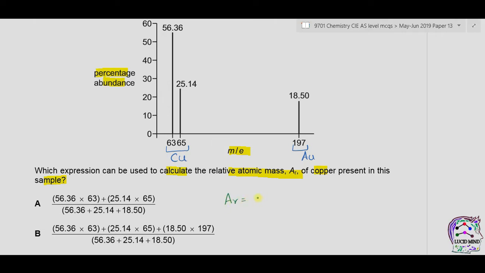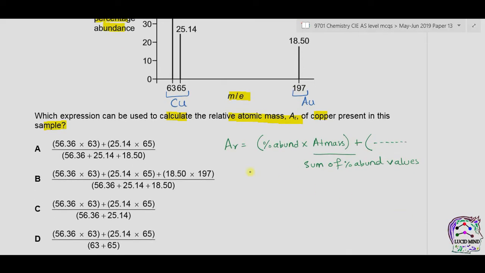Relative atomic mass is equal to percentage abundance of first isotope into its atomic mass plus percentage abundance of second isotope into its atomic mass and so on, divided by the sum of percent abundance values. Let's look into the options.